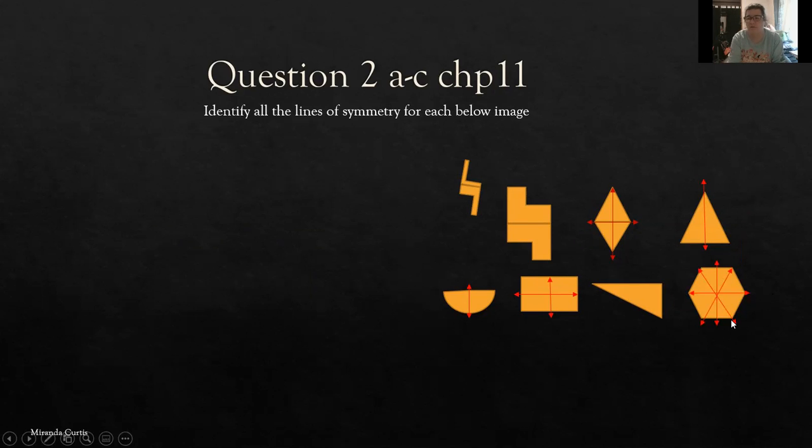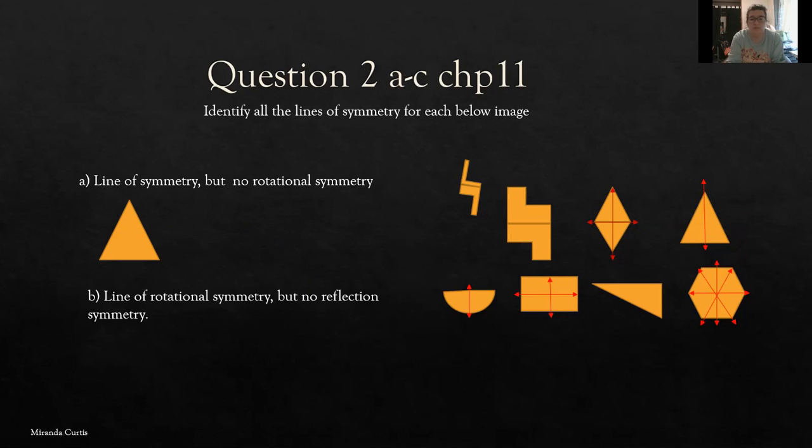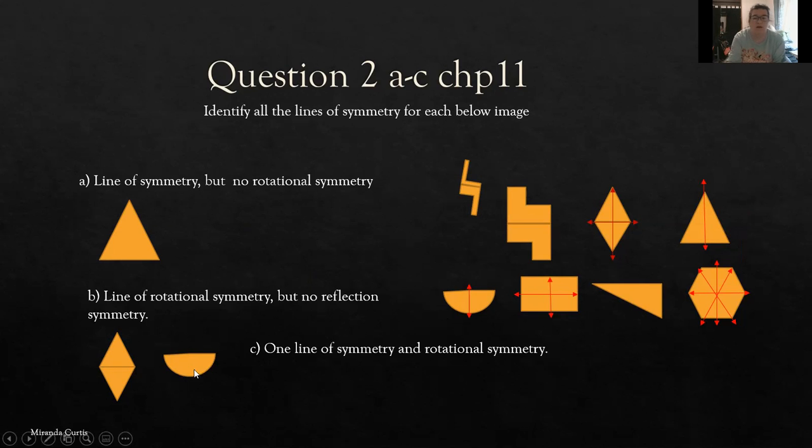And then this one, we can fold multiple times on itself. Line of symmetry but no rotational symmetry: the triangle means that we can fold it in half, but we can't rotate it. Rotational symmetry but no reflection symmetry is the half circle and the diamond. We couldn't rotate this one all the way, like it couldn't reflect because it's a half. And this one won't do all the points. Our last one, one line of symmetry and rotational symmetry, is not possible with these shapes.